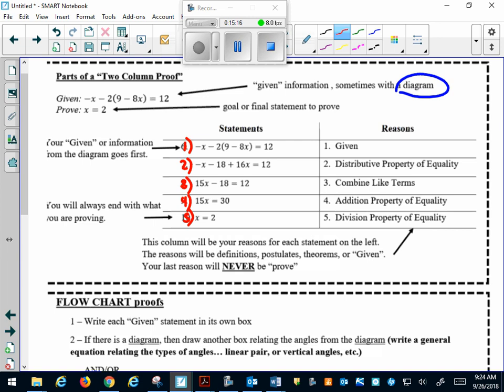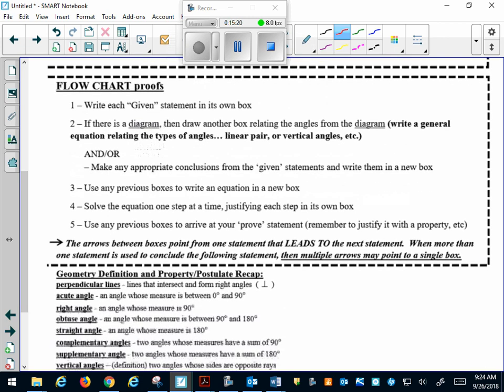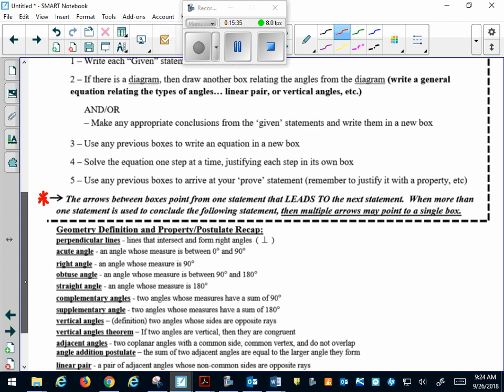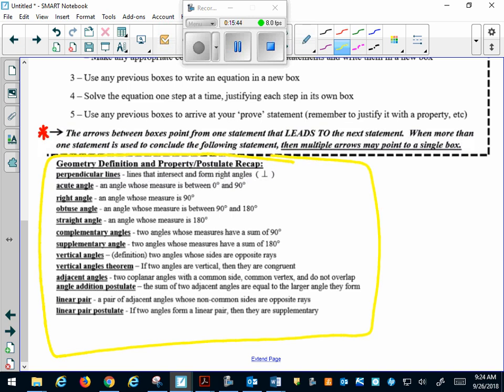Okay. Flowchart proofs, again, this is an explanation of a flowchart proof, but I'm going to take you through one so that it will make more sense. This is a good box to refer back to as you're doing your homework and you're like, wait a minute, what do I do next? So here's where you would look for that. Okay. This box is full of definitions that you should already know.